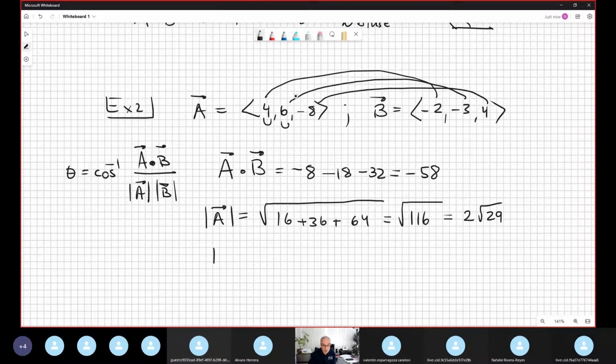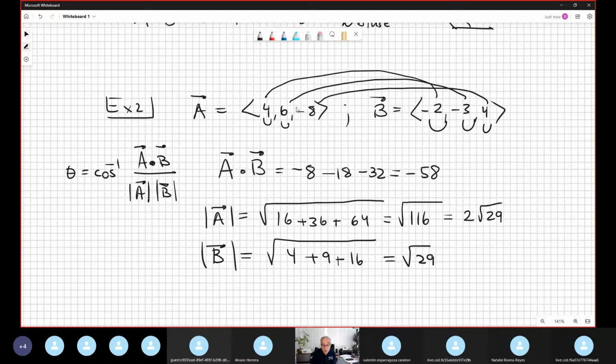Okay, and B, similar. Magnitude B is the square root of each component separately, this and this. Entonces 4 es obvio, ¿no? Plus 9 plus 16. Okay, it's square root 29. Wow. This is an irrational number. Okay, no problem, I understand.